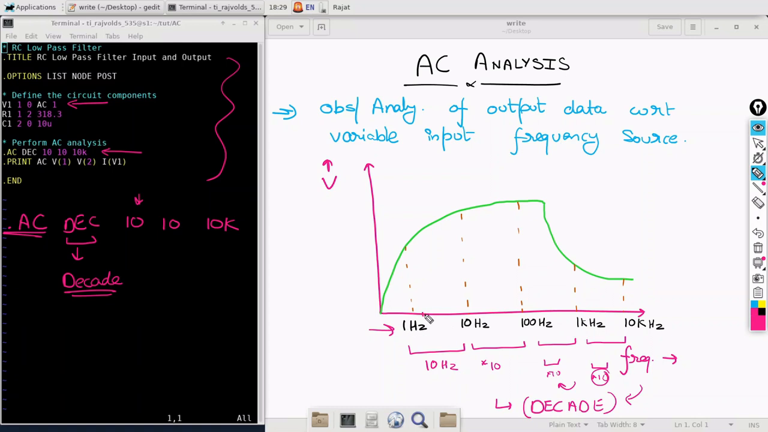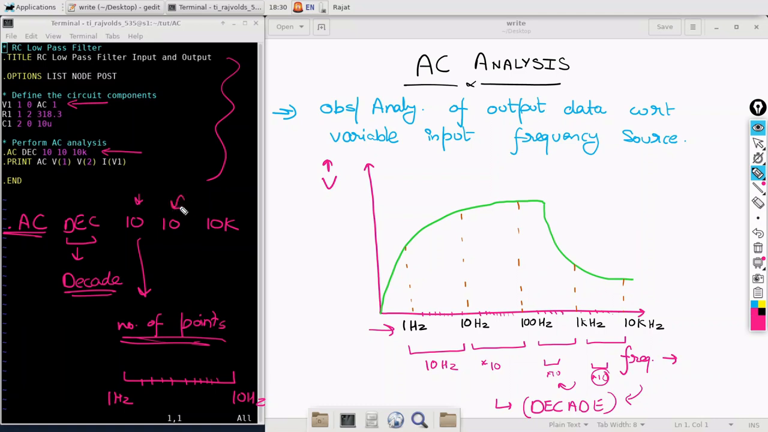So the 10 that we have written over here is the number of points in the intervals. How many points are there between one interval, suppose it is 1 hertz and then 10 hertz. The number of points at which the frequency would be generated is denoted by this 10. So every interval would have 10 points.